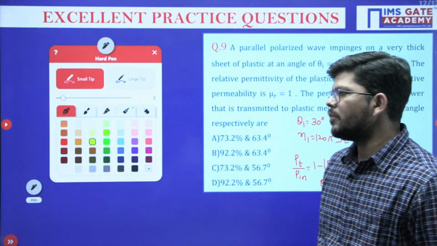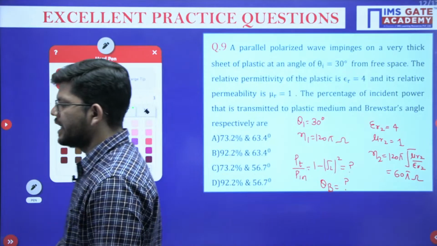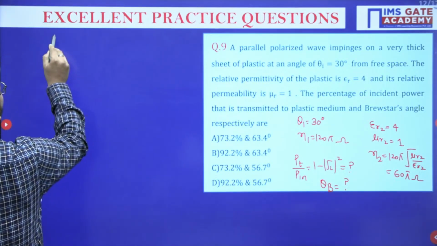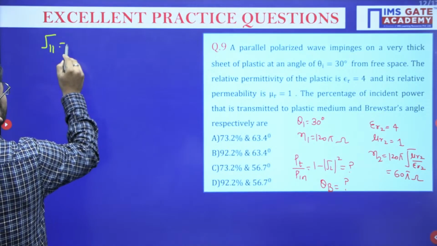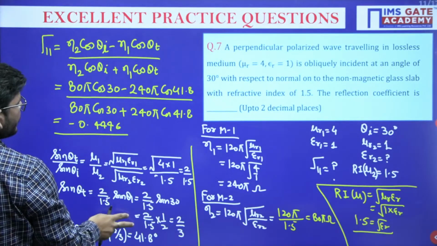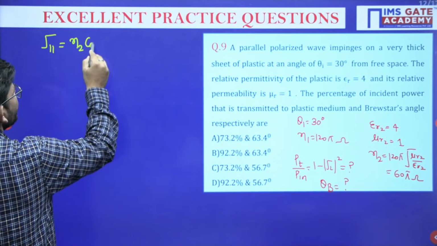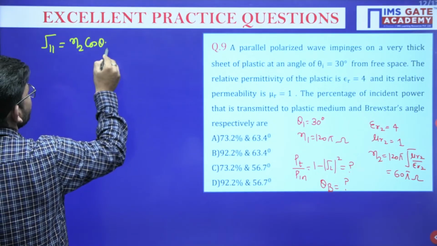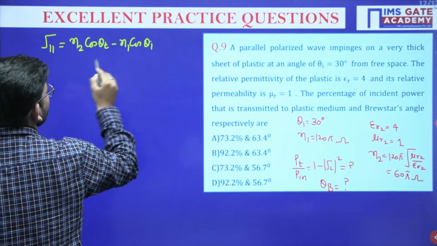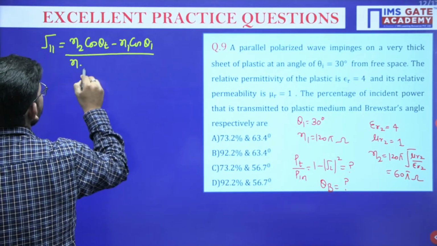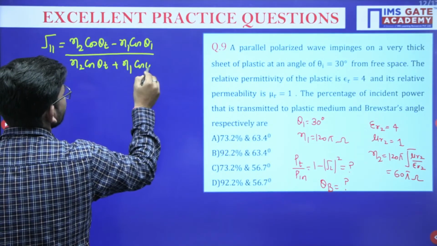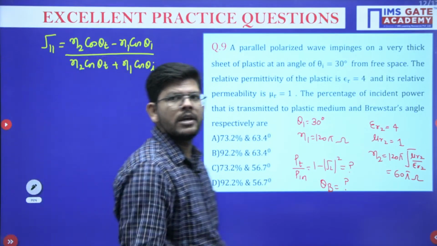From perpendicular polarization, now we have the parallel polarization case. First of all, just apply the formula. What is the formula of gamma? Gamma right now will be, just see here what we have written here: eta 2 cos theta i, now i will be replaced with t, it will be cos of theta t minus eta 1 cos of theta i, divided by eta 2 cos of theta t plus eta 1 cos of theta i. So this is how the things will be modified.